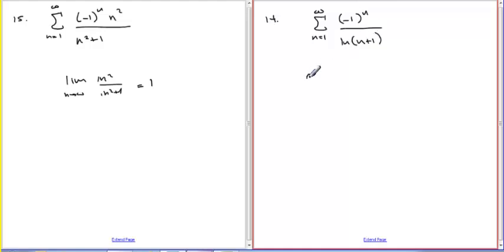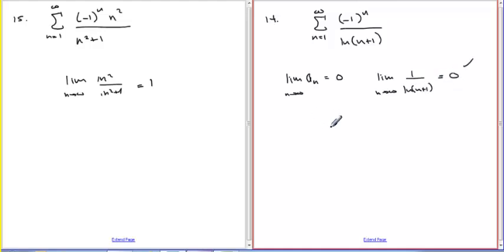Okay, so that's it. Again, what we do is we first check to make sure the limit as n goes to infinity of a sub n equals 0. So let's do it. The limit of 1 over the natural log of n plus 1 as n goes to infinity does equal 0, because you get 1 over infinity, which is 0. So that's check. First part's check.